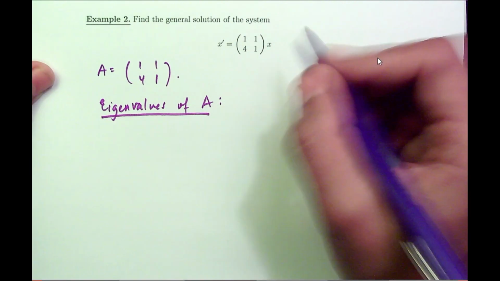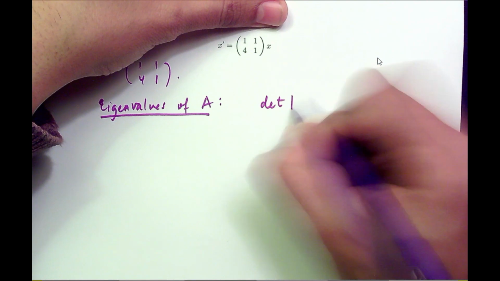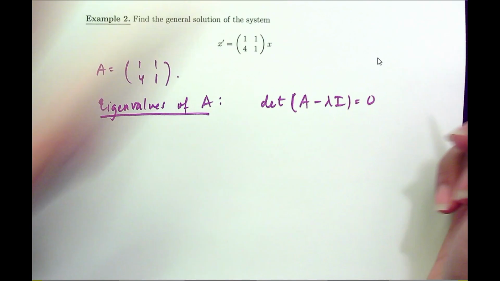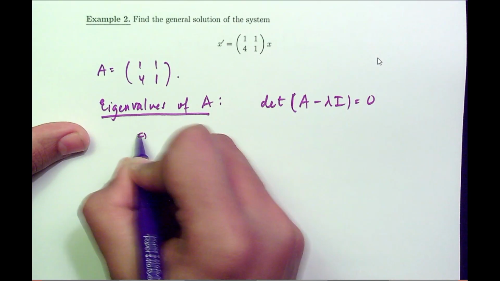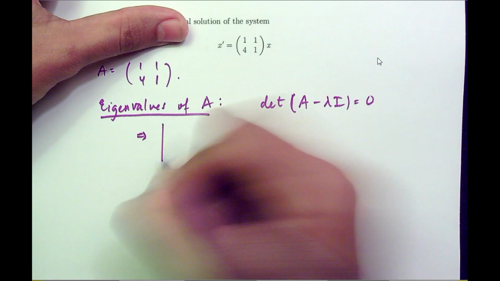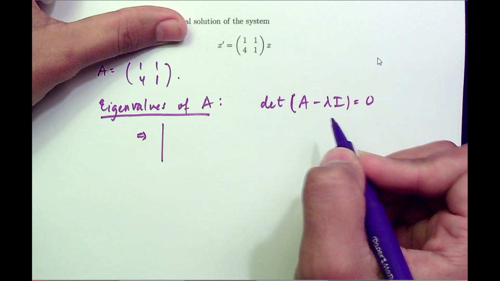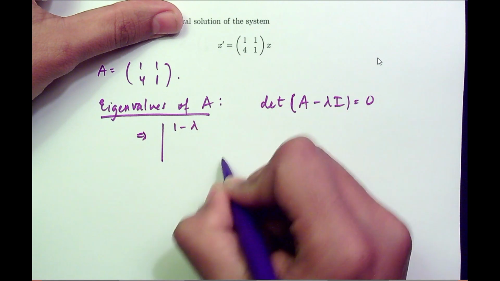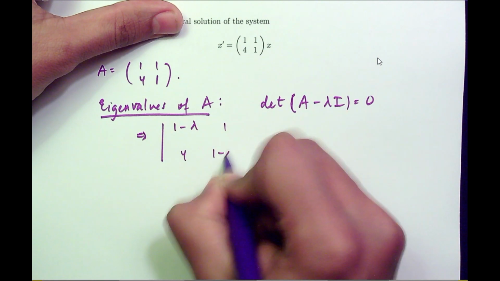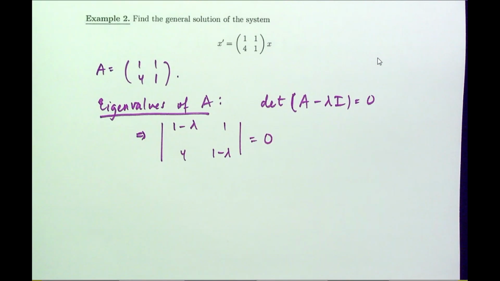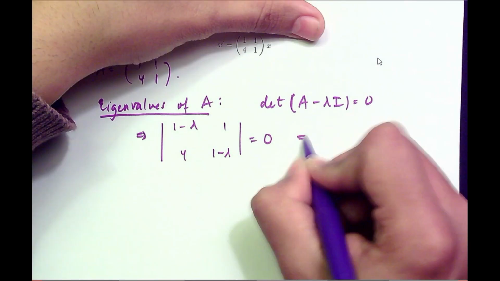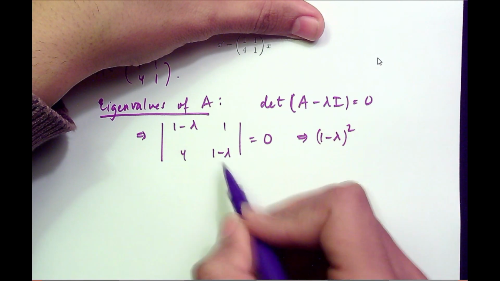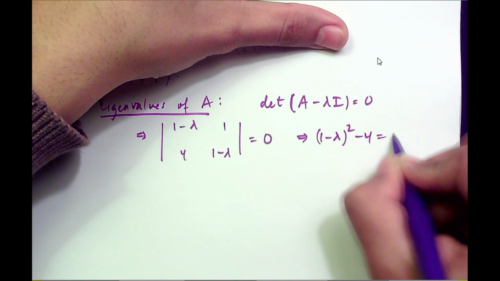Remember you have to solve the equation determinant of A minus lambda I equals 0. And the shortcut is that this is just the determinant of the matrix that you get when you subtract lambda across the main diagonal. So this is 1 minus lambda, 1, 4, 1 minus lambda equals 0. Now when you find the determinant, that is going to be 1 minus lambda squared, because 1 minus lambda is repeated, then minus 4 equals 0.